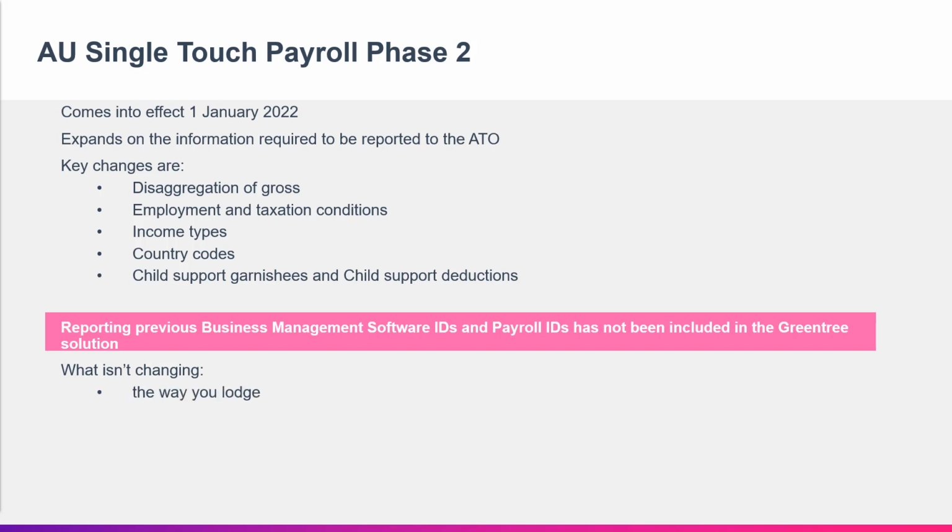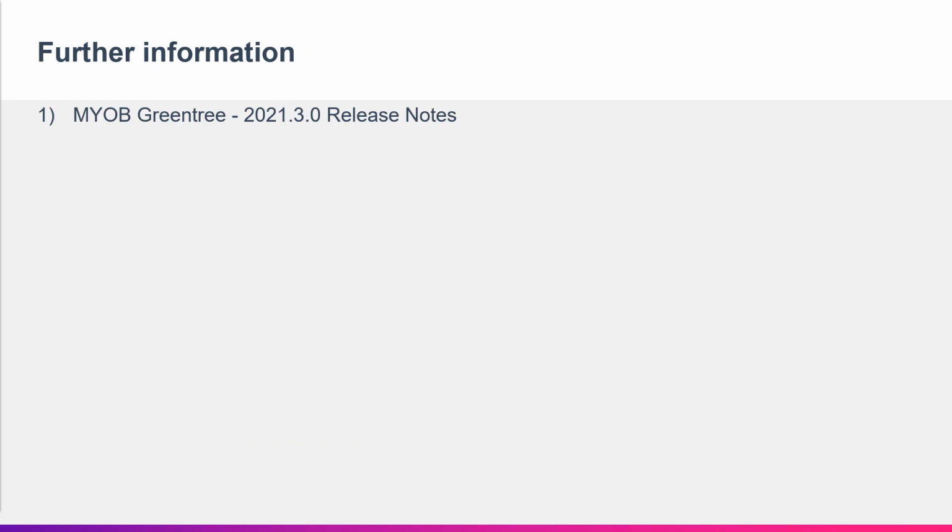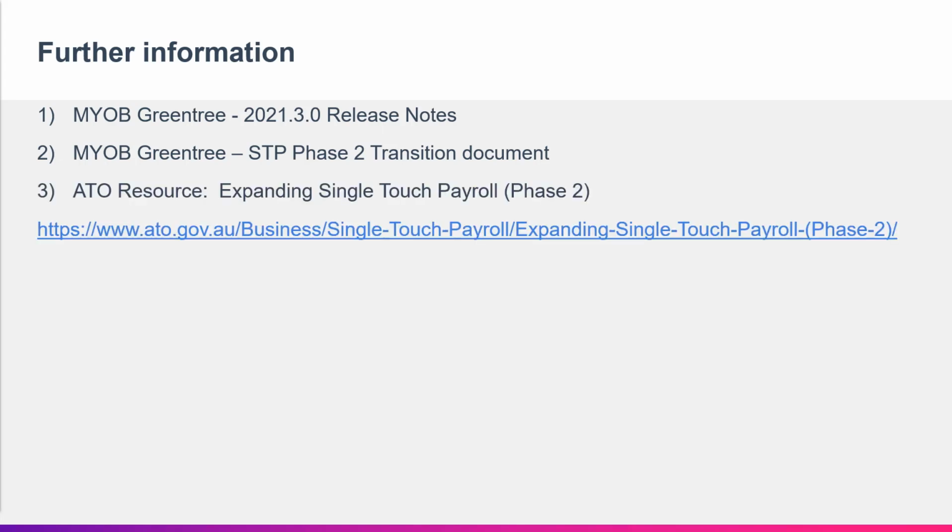What isn't changing is the way that you lodge STP, the due date for your STP lodgements, the types of payments that are required, tax and super obligations, and end-of-year finalisation requirements. Further information can be found in the MYOB Greentree 2021.3 release notes, the STP Phase 2 transition document, and the ATO Expanding Single Touch Payroll Phase 2 link below.